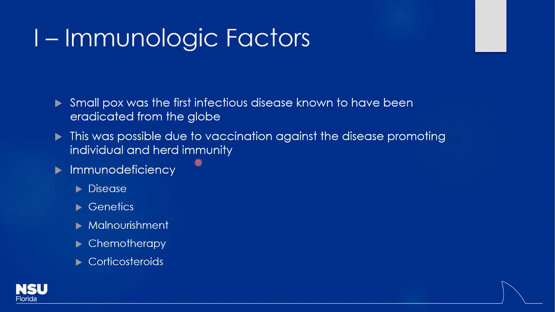But again, a lot of it can do with immunodeficiency. Could be due to specific diseases that suppress the immune system, genetics. Chemotherapy is a big one, right? So we know that patients who are receiving chemotherapy are immunocompromised. Thus, we know they're at risk for fungal infection, viral infections, etc. These are all things that can directly affect that immune system.